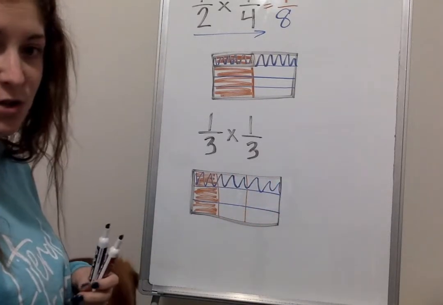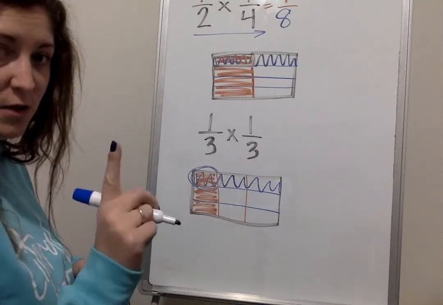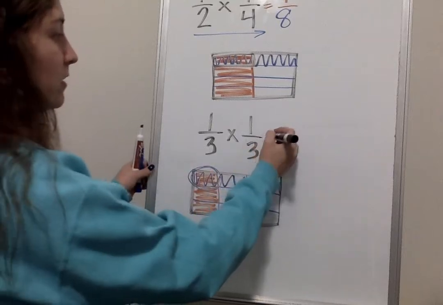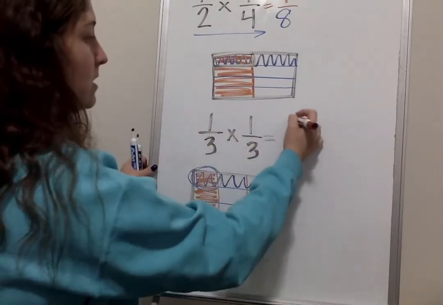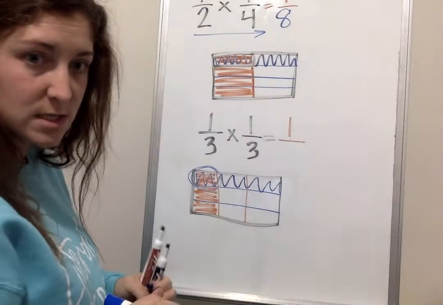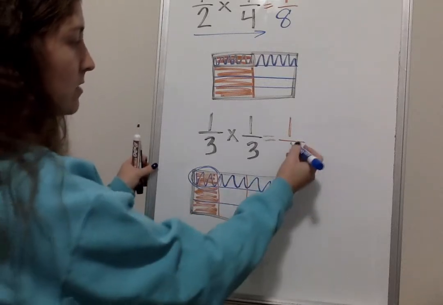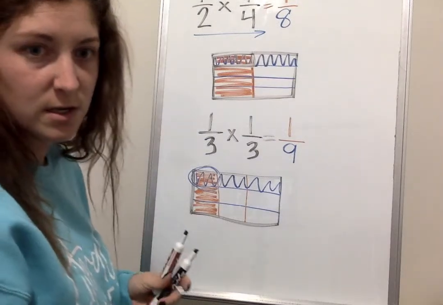Again, my answer can be found in that overlapping section. There's one piece shaded in both brown and blue. Therefore, that is my numerator of my answer, 1. The denominator is the total number of pieces inside the model. 1, 2, 3, 4, 5, 6, 7, 8, 9. Denominator there is 9. Therefore, the answer is 1/9.